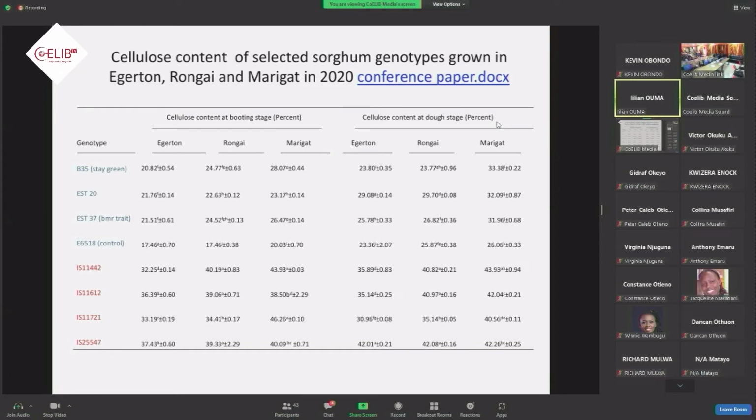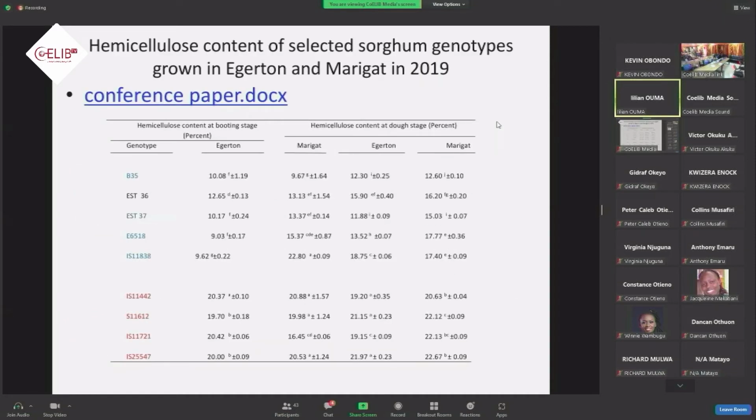Increase in lignocellulose as plants increased in maturity could be attributed to buildup of secondary plant cell walls, which provide strength as plants matured. Conclusion: genotypes B35, EST20, and EST37 ranked low in lignin, cellulose, and hemicellulose content, and sorghum fodder harvested at booting stage had lower levels of lignin, cellulose, and hemicellulose.